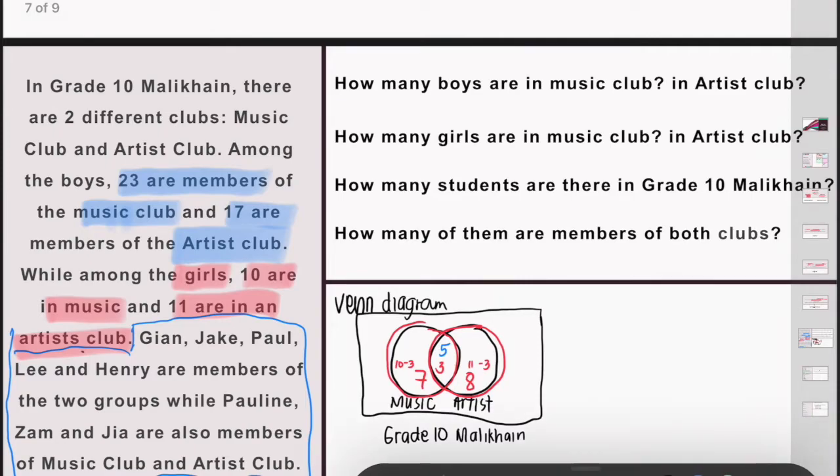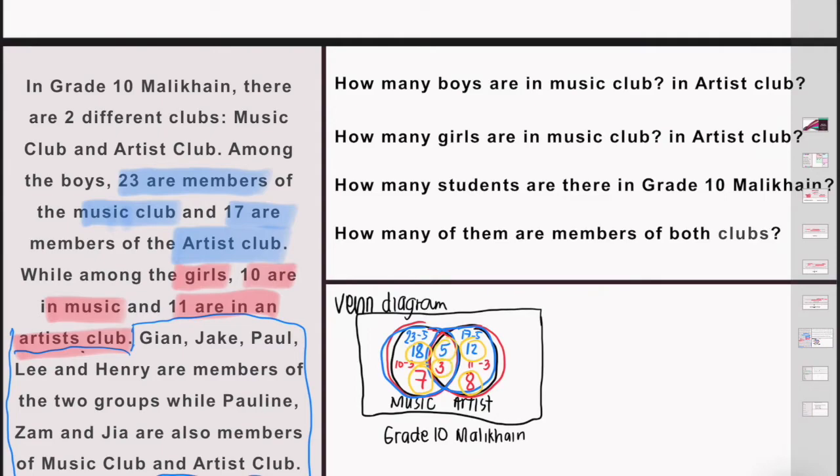So again, we have 23 for the music, but we have to subtract 5 because they are already part of this circle. And we only have there 18. And then for the artist club, we have 17, but we already listed 5. So minus 5 and you have 12. So that we won't be confused in our drawing, let's encircle the answers that we have. So we have 7, 8, we have 12 there, 18, 5, and 3.